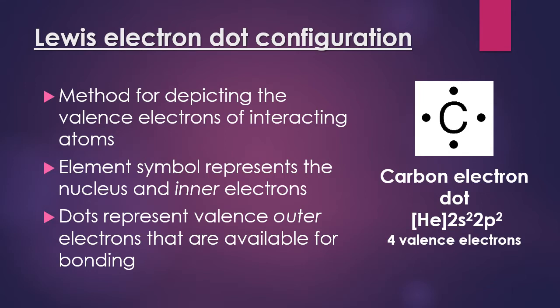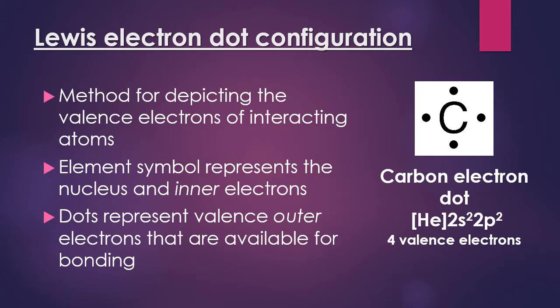To write a Lewis electron dot configuration, we draw the element symbol, in this case carbon. Now those dots around carbon represent its valence electrons. The element symbol represents the nucleus and the inner electrons, and the dots around represent the valence outer electrons. Remember, the valence electrons are the electrons that are involved in bonding. If you look where carbon is on the periodic table, you can tell that it has 4 valence electrons. So that is why it has 4 dots.